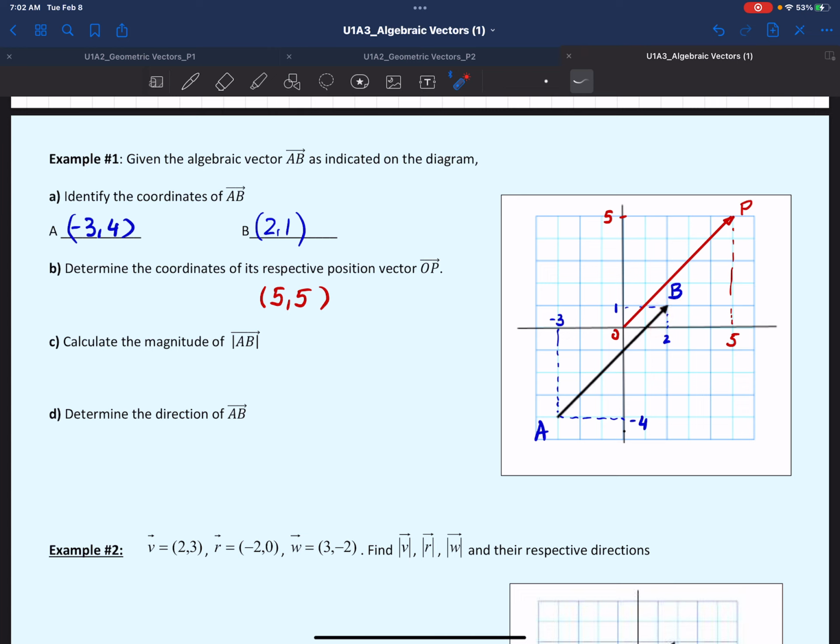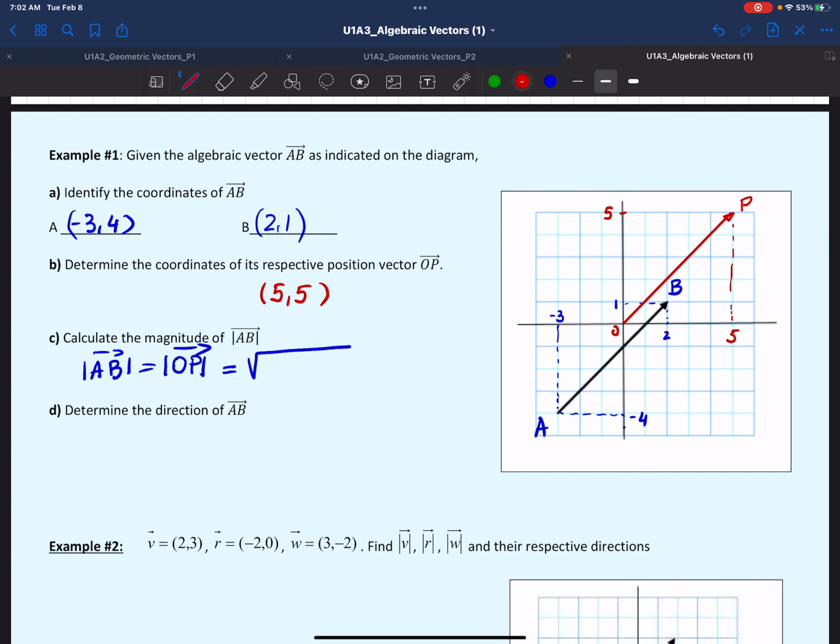Which one would be easier to find the magnitude of? Would it be OP or AB? So I hope you chose OP. So we're going to say that the magnitude of AB is the same as the magnitude of OP because OP is the respective position vector of that same algebraic vector, right? So that would equal the square root of 5 squared plus 5 squared. So that would be the square root of 50. If you simplified it, that would be 5 square root of 2. That's how many units the magnitude is.